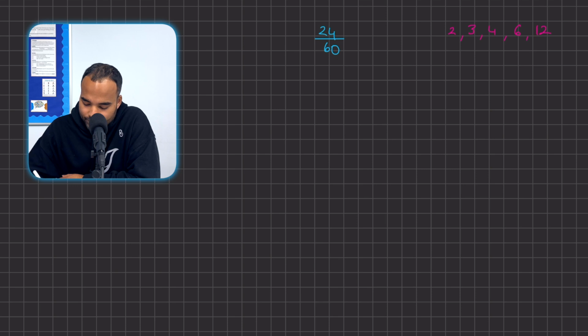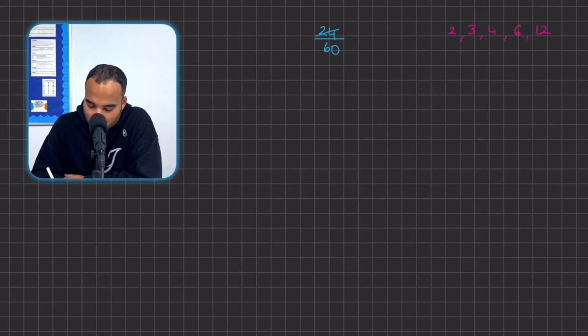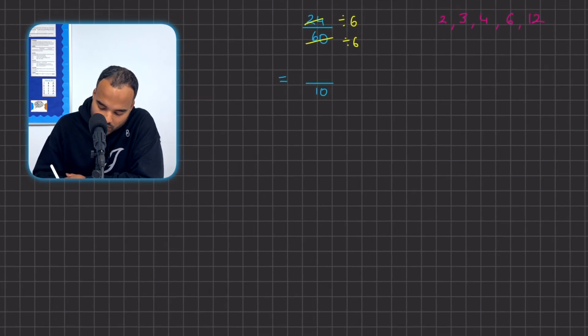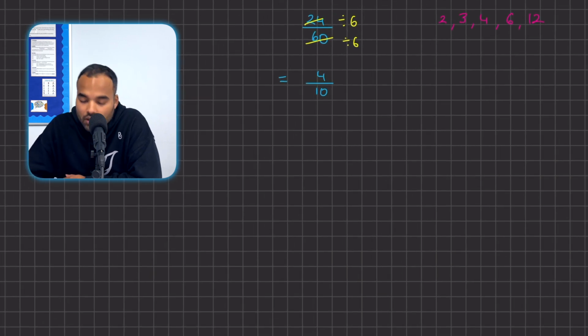Let's say that you didn't know off the top of your head that 12 goes into both 24 and 60. But let's say that you did know that 6 goes into both numbers. Well, what you can do is divide both numbers by 6, divide by 6 over here, divide by 6 over here, and let's see what we get. 60 divided by 6 is 10. Don't know why I did the denominator first. And then 24 divided by 6 is 4.